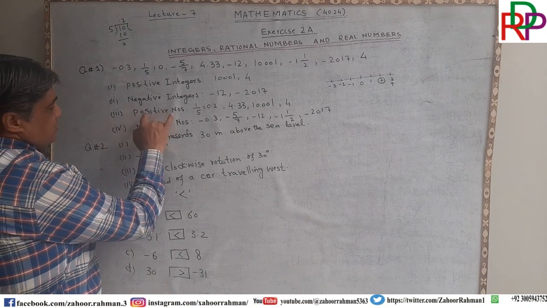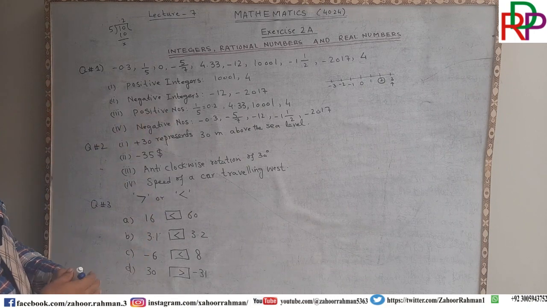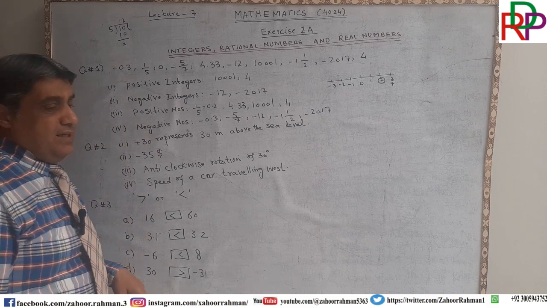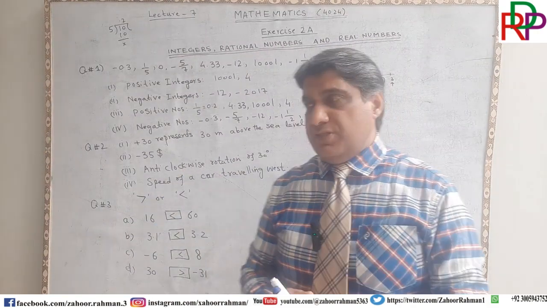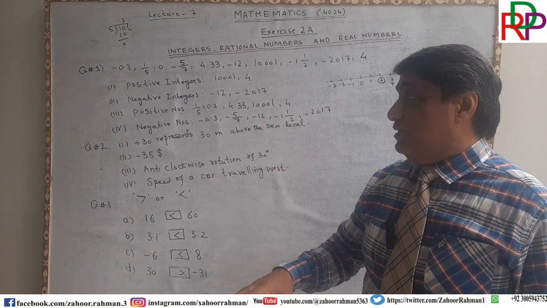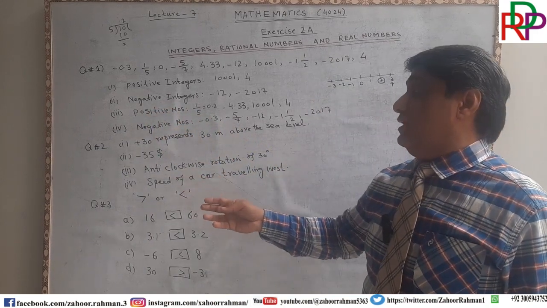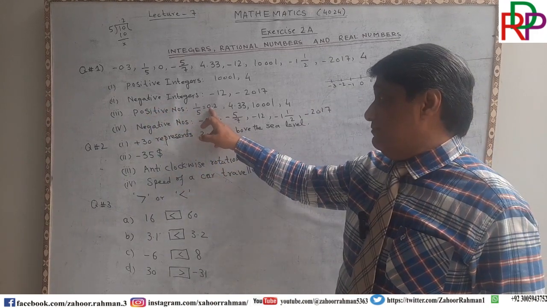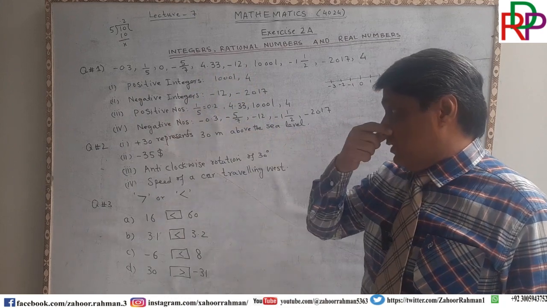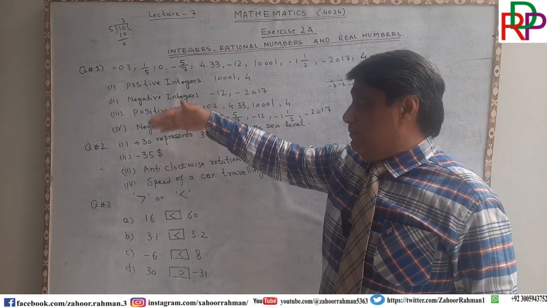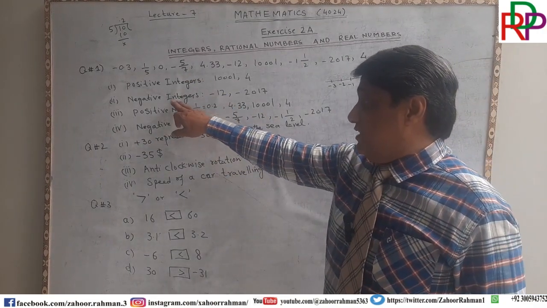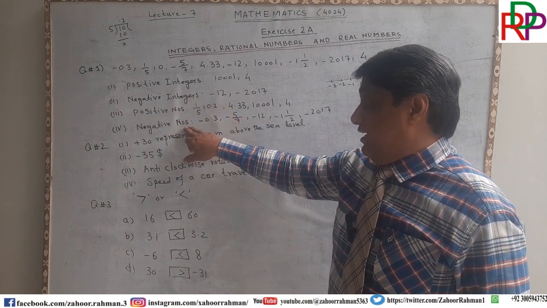The next one is positive numbers. Remember, ladies and gentlemen, that there is a difference between positive integers and positive numbers. If a number is a positive integer, it will not contain any decimal portion. But in the case of a positive number, it may contain a decimal or not. So all positive integers are also positive numbers, but all positive numbers are not positive integers. The same is the case with negative integers and negative numbers.